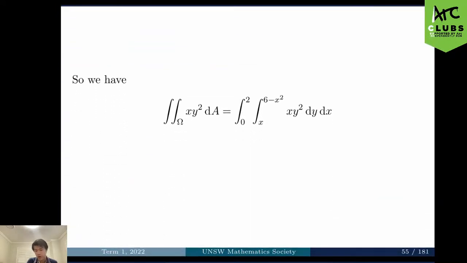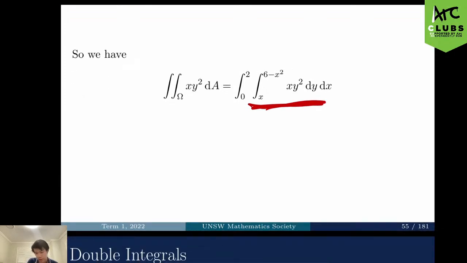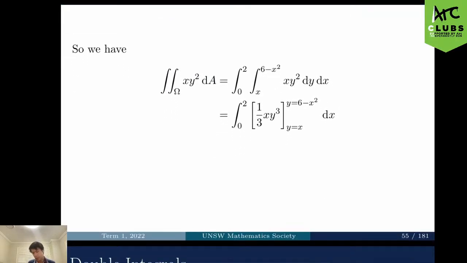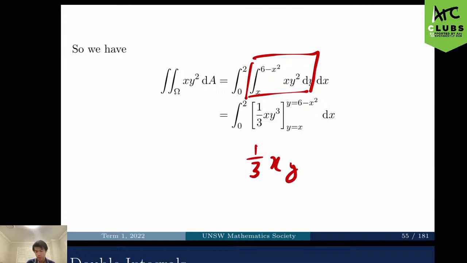Yeah, so now we've broken it down, exactly what we just said. What you want to do is just do the one on the inside first. So this thing over here, how did we get this? Well, this is an integral with respect to y, so just treat x as if it's a constant. We get a third times x, and then we do y cubed. And also the bounds. So the bounds are x and 6 minus x squared, that's correct.